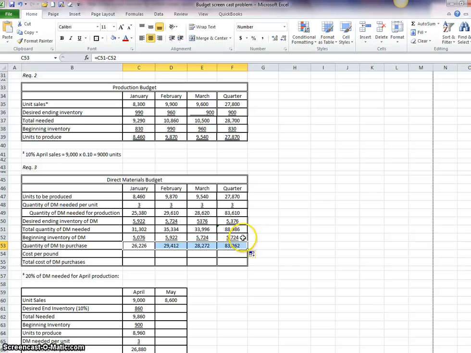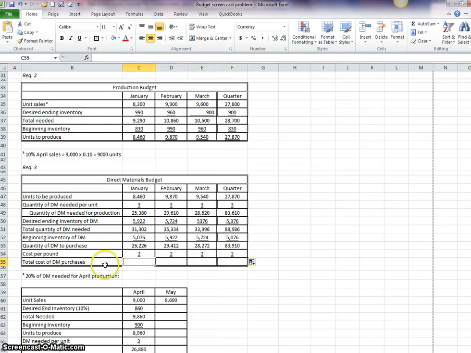I just realized I made a mistake here. This was asking for beginning inventory, and I put in the ending inventory, so I'm going to correct that. This should equal the inventory at the beginning of the quarter. That looks better. Now the cost per pound was $2, and we can copy that all the way across.